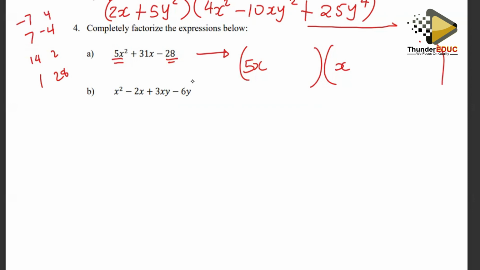So if this is a 5, if I put a 7 here and I put a 4 here, 5 times this is going to give me a 35. If I get 35 and a minus 4, it's going to give me a 31. So minus and then plus. Okay, so that is one approach.